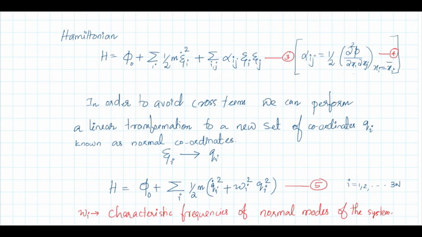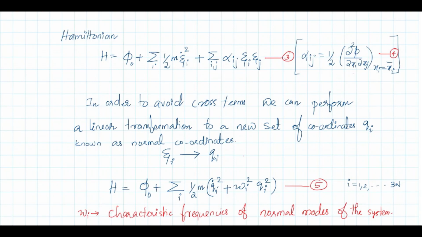Now, from this expression, it is clear that the Hamiltonian contains cross terms, that is terms like θ1 θ2, or θ2 θ3, or θ1 θ3. We can avoid these cross terms by performing a linear transformation from this set of coordinates θi to a new set of coordinates qi, which are known as normal coordinates. This procedure is explained in the textbook by Goldstein in the chapter on small oscillations, so you can refer to that.